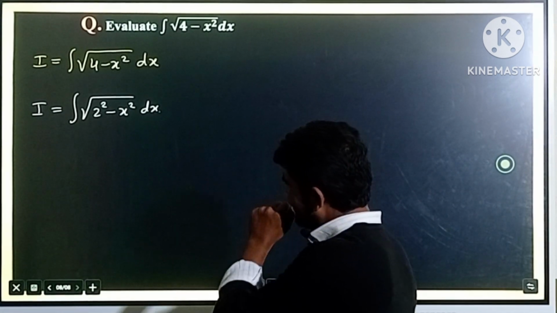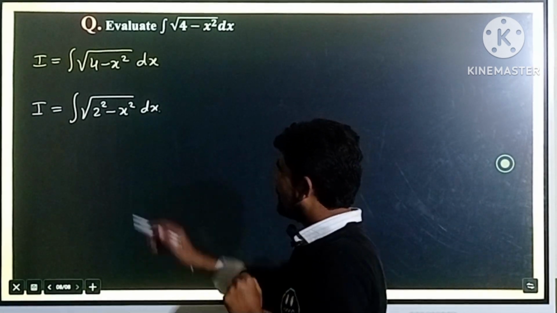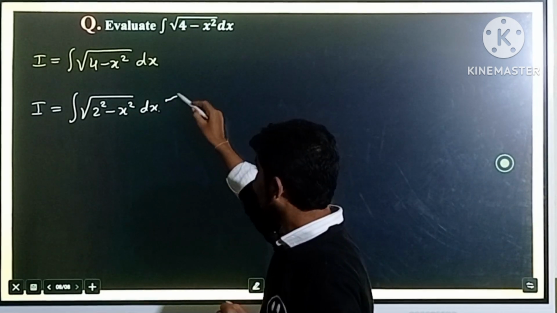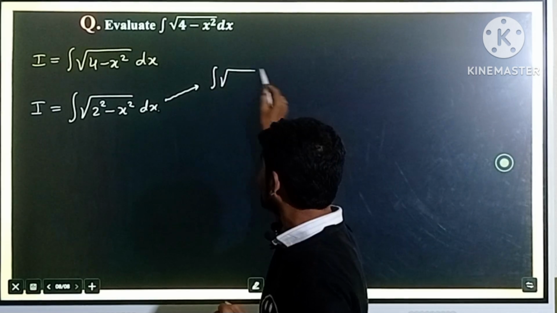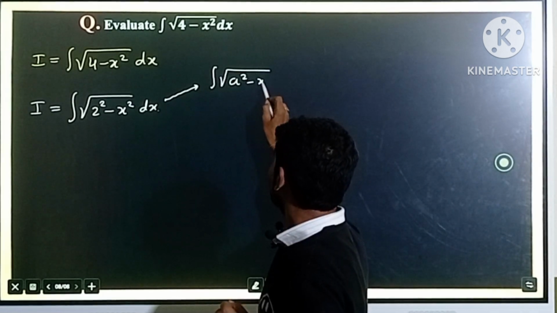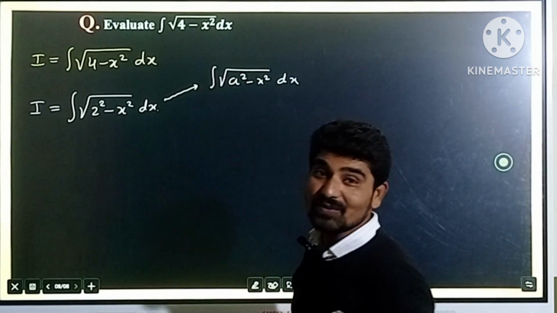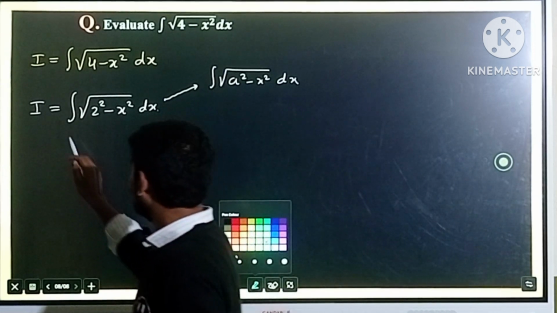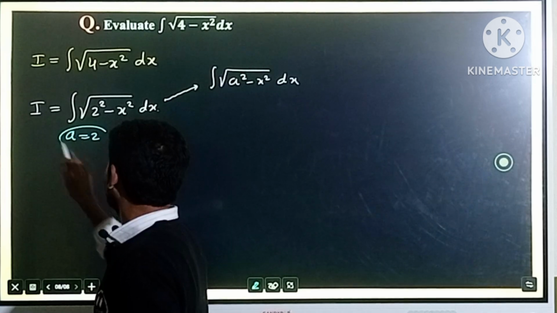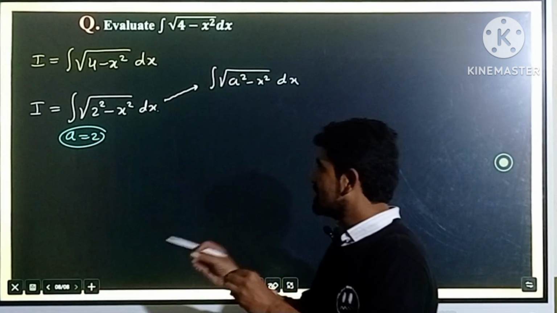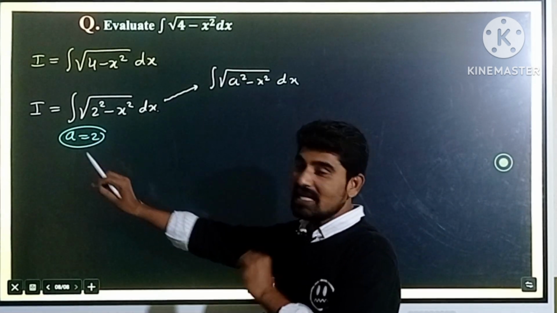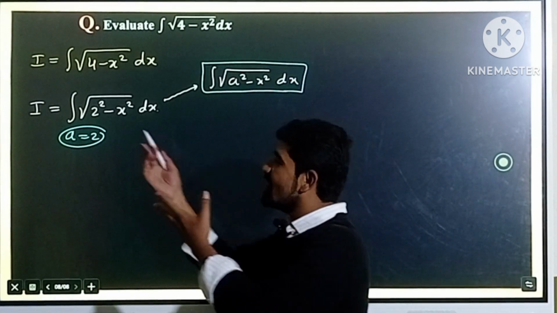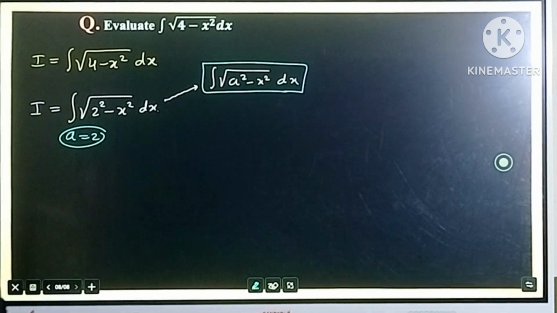Now just observe this integration problem. We have a particular function in this form, that is, integration of square root of a square minus x square with respect to x, where a is 2. Just substitute the value of this a in the formula for this particular function. Then that is the required answer for this given integration problem.